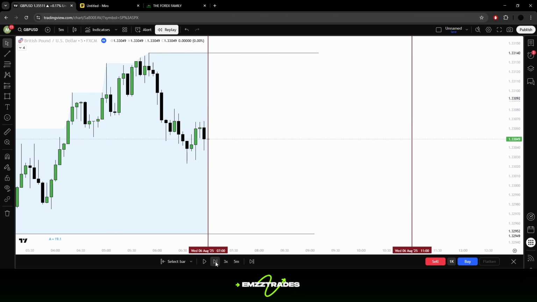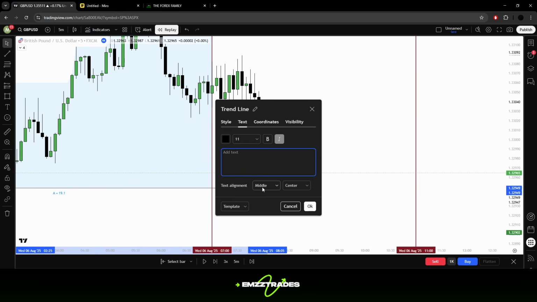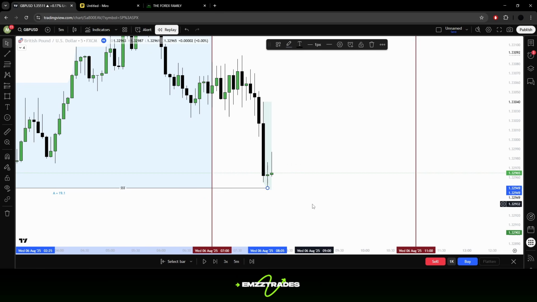Right, so if I play price forward now, we're just waiting on one of these two to completely get swept, and as you can see, it's gone all the way down and completely swept my lows, right? So what I can do is mark this out as areas of liquidity by putting dollar signs, right? Because we know that a lot of people have gotten stopped out from this.